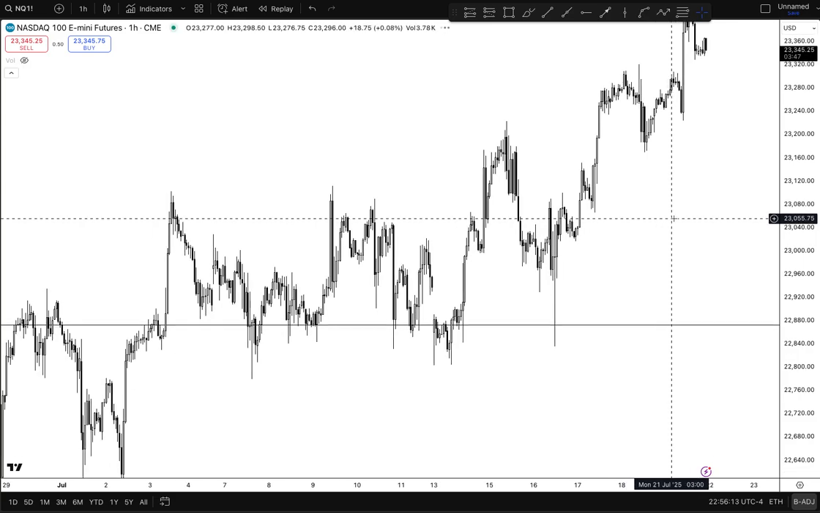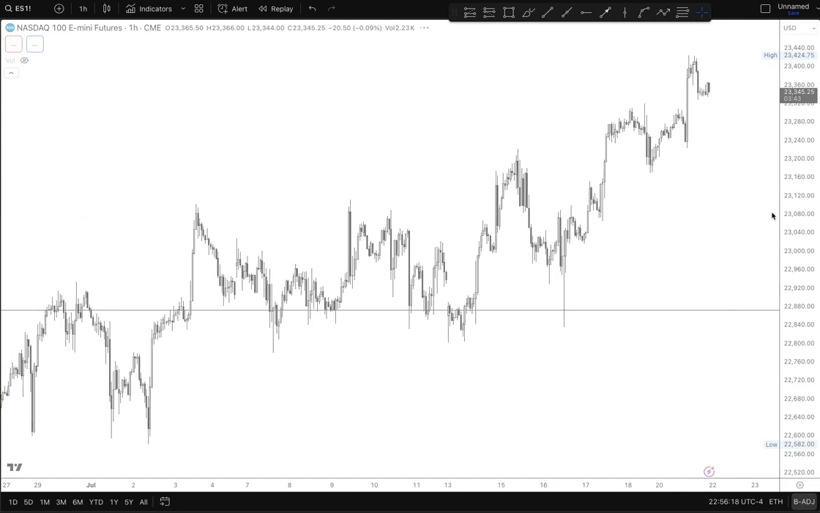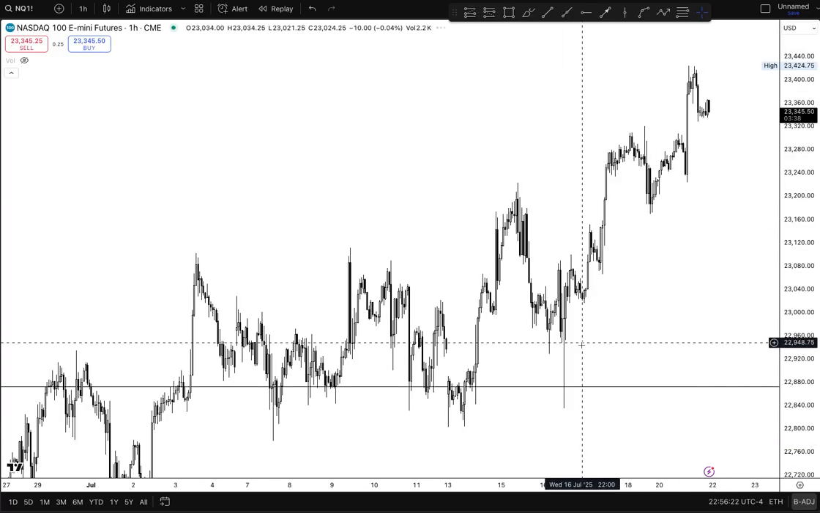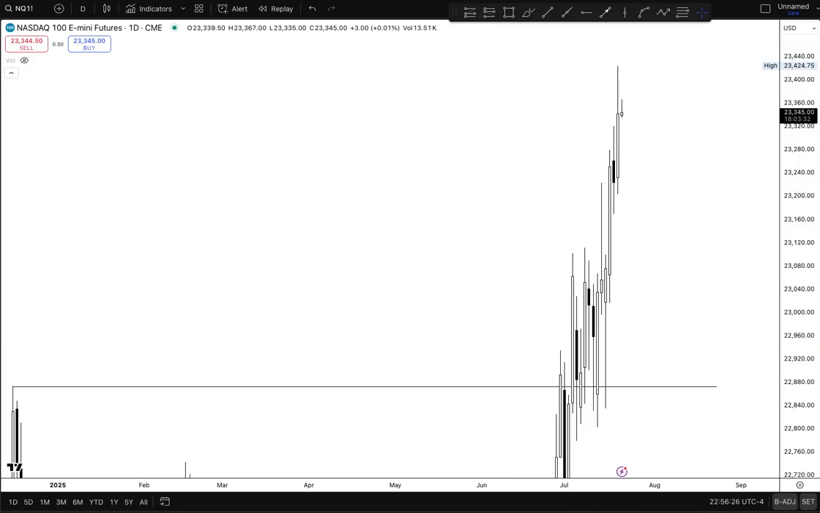Moving over to NQ, it didn't quite take out that low, so it left an SMT divergence there between ES and NQ, and then NQ also made new all-time highs. This has been grinding higher.